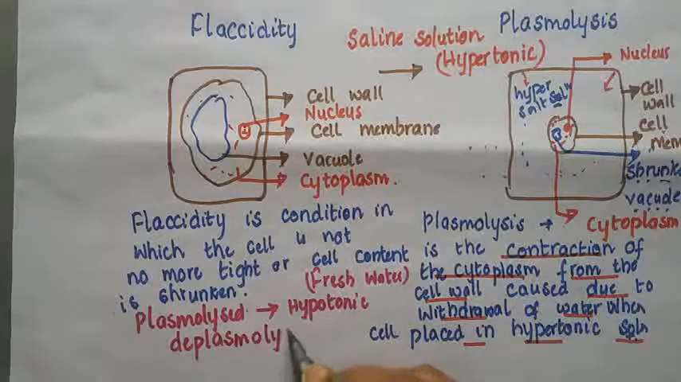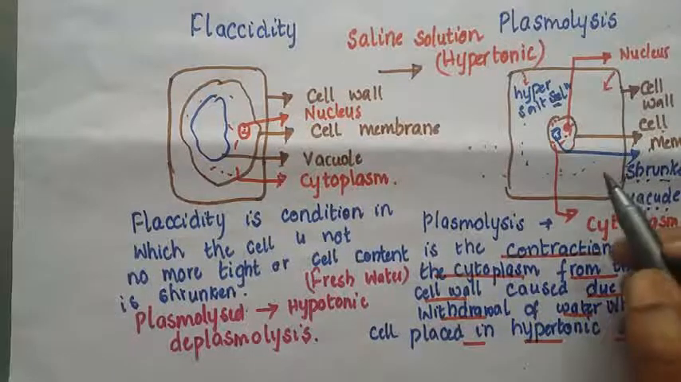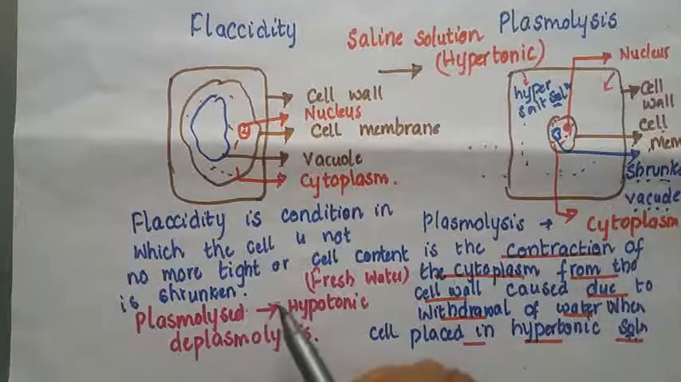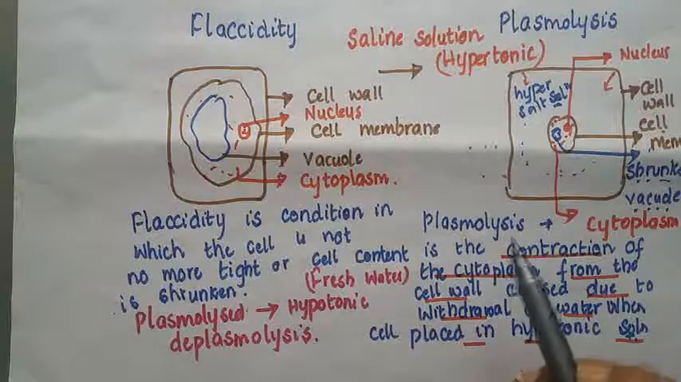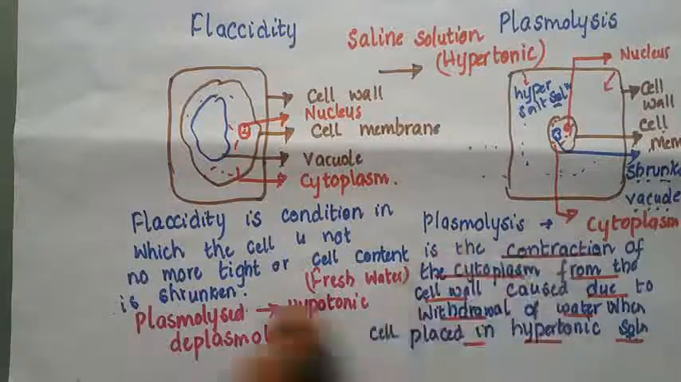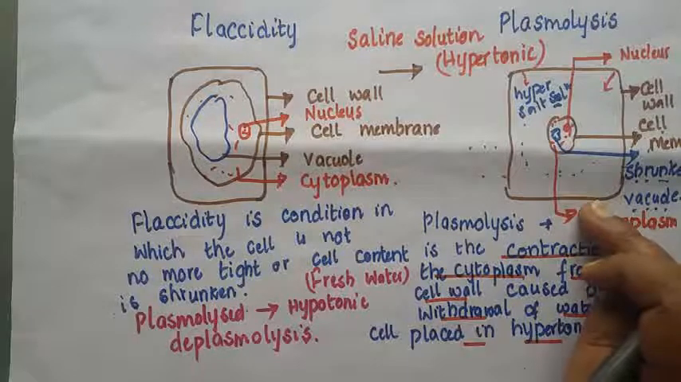We call this condition deplasmolysis. Right, children? So what is the meaning of deplasmolysis? When a plasmolyzed cell is placed in fresh water or in a hypotonic solution, the plasmolyzed cell turns into a turgid cell. This reversal of plasmolysis is known as deplasmolysis. If this cell does not receive any more water, it may lead to the death of that plant cell.